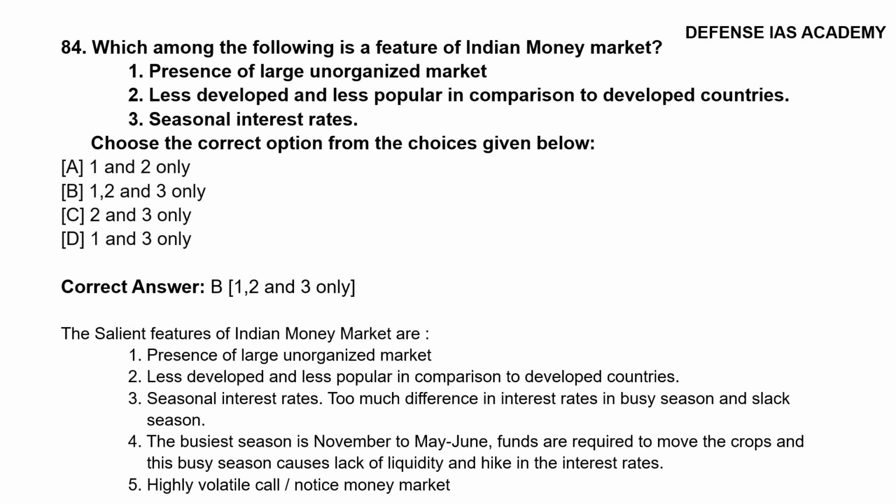The salient features of Indian money market are: 1. Presence of large unorganized market. 2. Less developed and less popular in comparison to developed countries. 3. Seasonal interest rates, means too much difference in interest rates in busy season and slack season. 4. The busiest season is November to May or June. Funds are required to move the crops and this busy season causes lack of liquidity and hike in the interest rates. Fifth one is highly volatile call or notice money market.